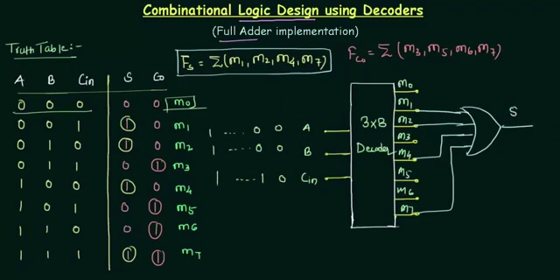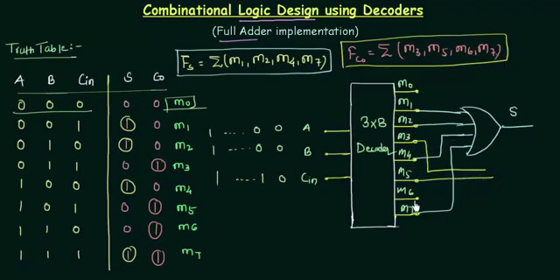Okay, very simple. Similarly, for your carry output, we have minterms 3, 5, 6, 7. So I will take 3, 5, 6, 7, use another OR gate, and all the inputs will go in it, and the output will be your carry output. So this is how we do combinational logic design by using decoders, and this is the implementation of a full adder by using the 3x8 decoder.